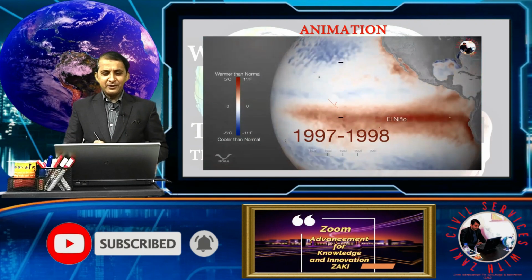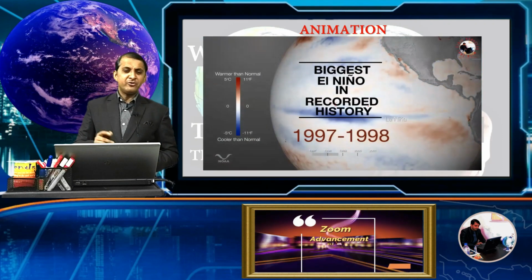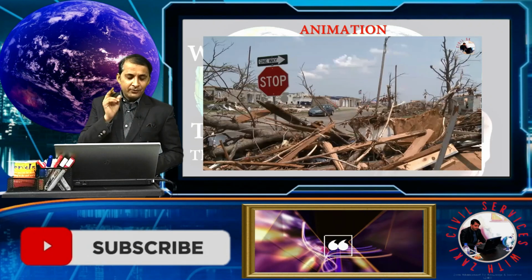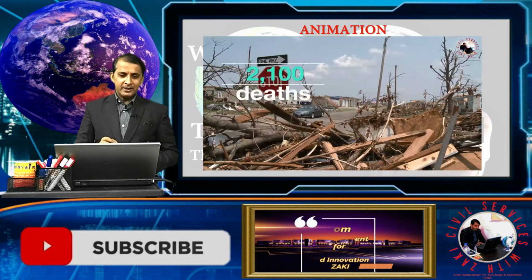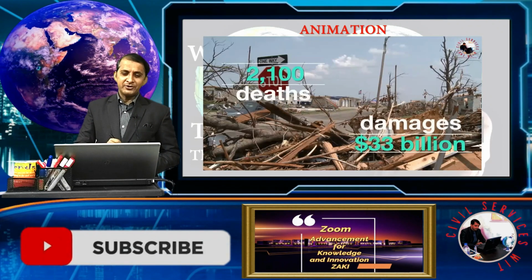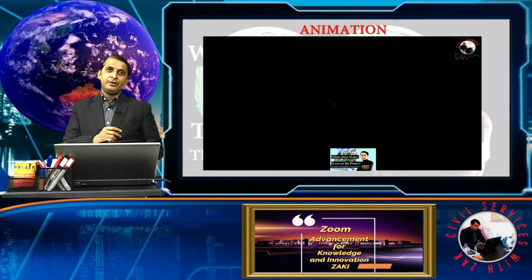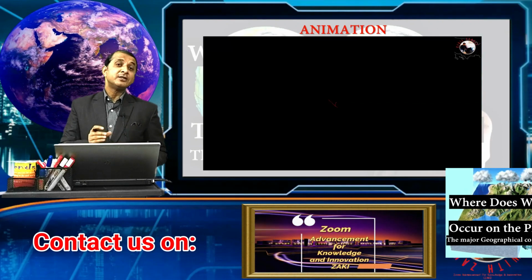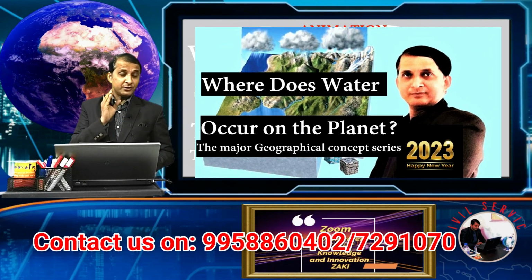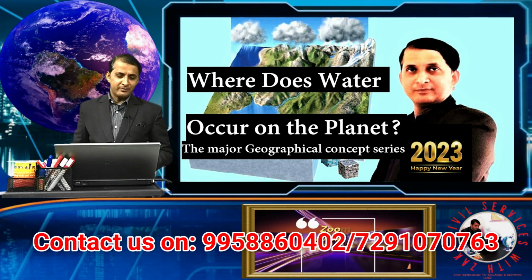The 97-98 El Nino is the biggest El Nino in recorded history, in which you see here 2,100 deaths and damage of $33 billion. That's why this is a very significant topic in geography and ecology and the environment.